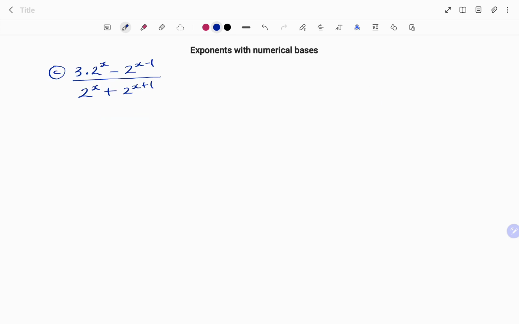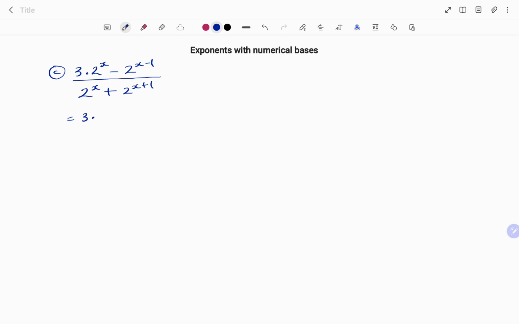In my third example, I have 3 times 2 to the power of x minus 2x minus 1, all divided by 2 to the power of x plus 2 to the power of x plus 1. Like I did earlier, I'm going to split up all my terms, applying the laws of exponent.